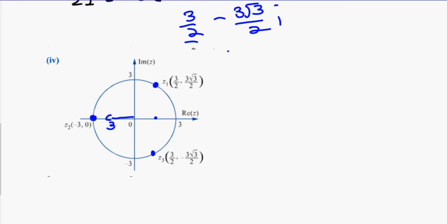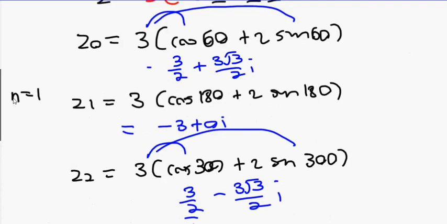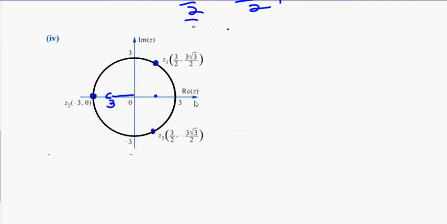Then what you notice is that if you draw a circle from the beginning, they all fit on the same circle. So it is in fact a circle. Now, to find the equation of this curve, what we realize is that they all sit on a circle. So what we get here is x squared.